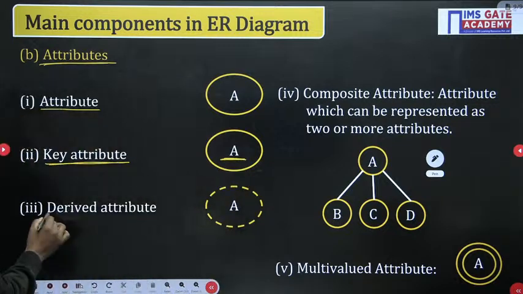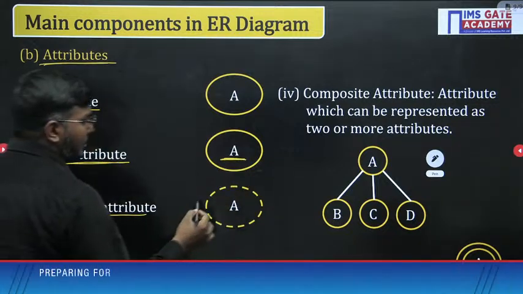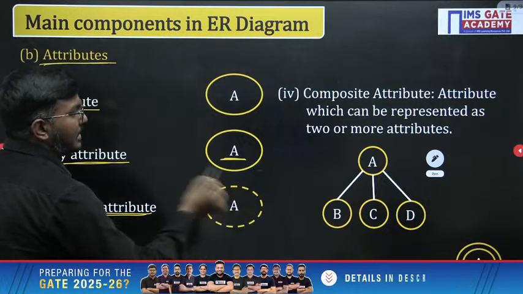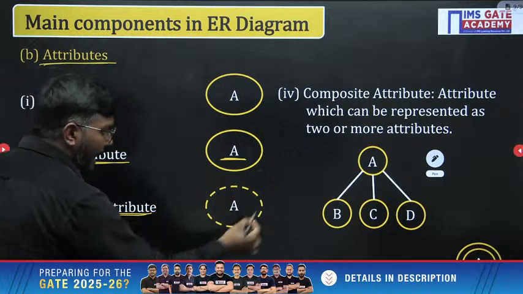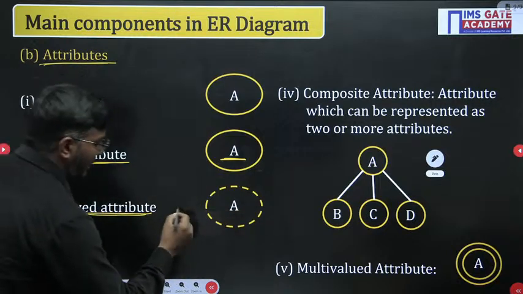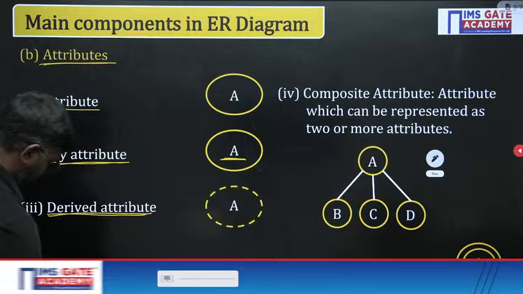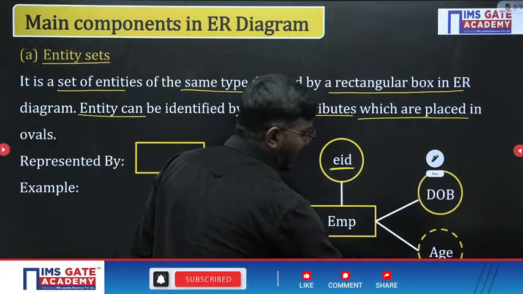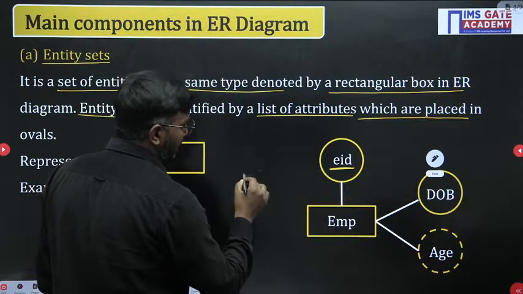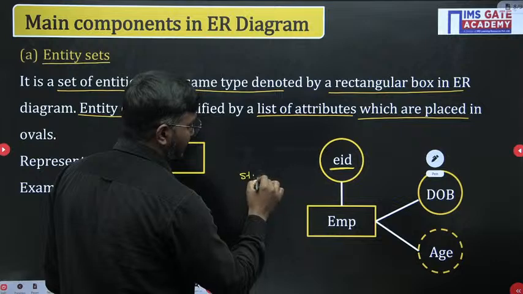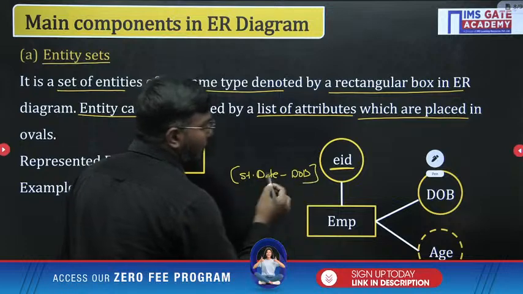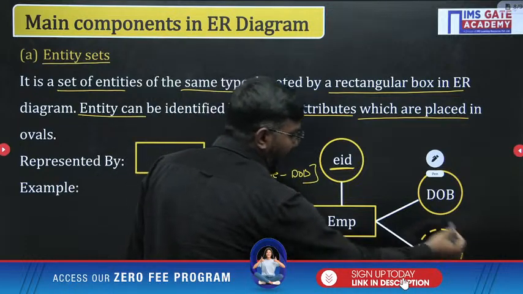Fine. Next is our derived attributes, like here A is our derived attribute. It will be in a dotted line. Derived means there is no need to store these attributes in the relations or tables. You can derive the value of this attribute through some stored value. Like here, this age is our derived attribute. Why? Because we can calculate the age through the date of birth. We take the system date minus the date of birth, and you will get the employee age. So this age is nothing but our derived attribute.